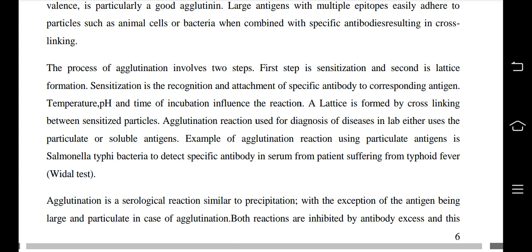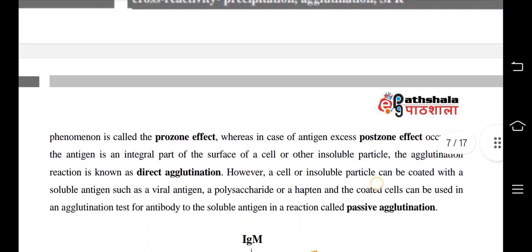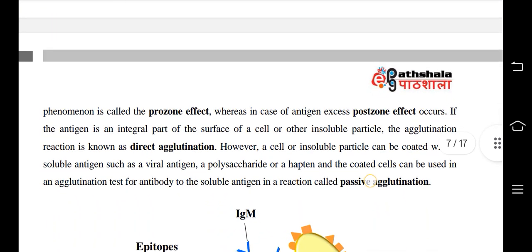Agglutination is a serological reaction similar to precipitation, with the exception of the antigen being large and particulate in case of agglutination. Both reactions are inhibited by antibody excess, and this phenomenon is called the pro-zone effect, whereas in case of antigen excess, post-zone effect occurs.